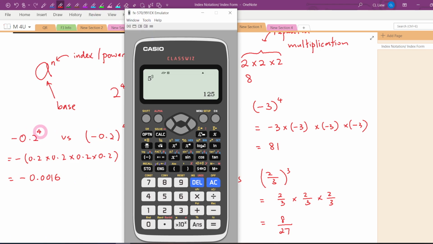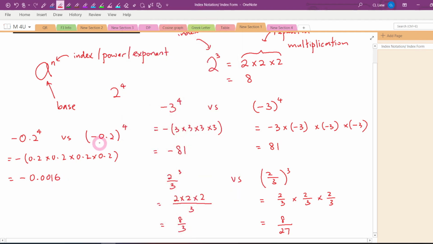So how do we key in the power of 4? Negative 0.2, this button, to the power of 4. Okay, so the answer is negative 0.0016. So how about this one?